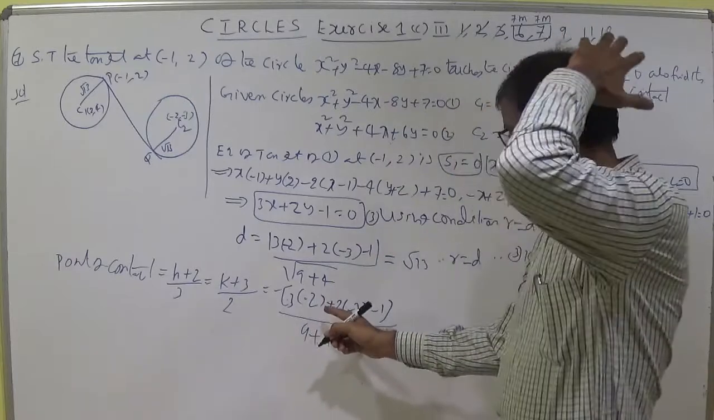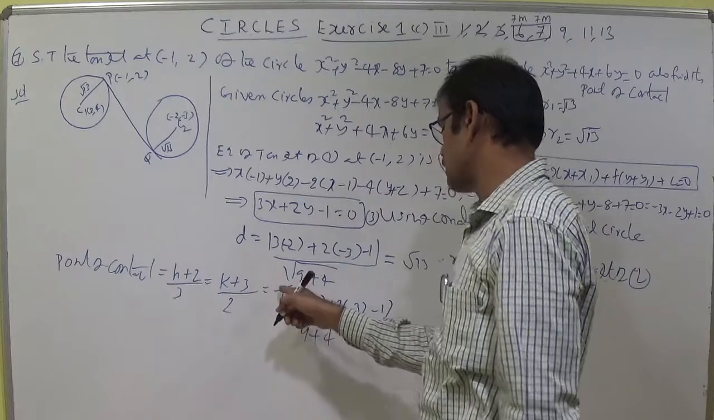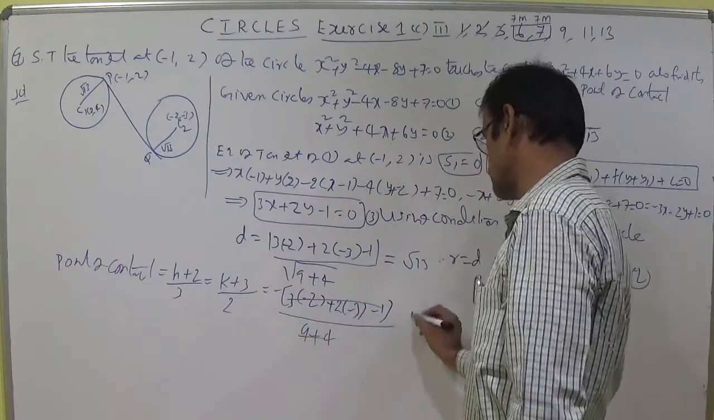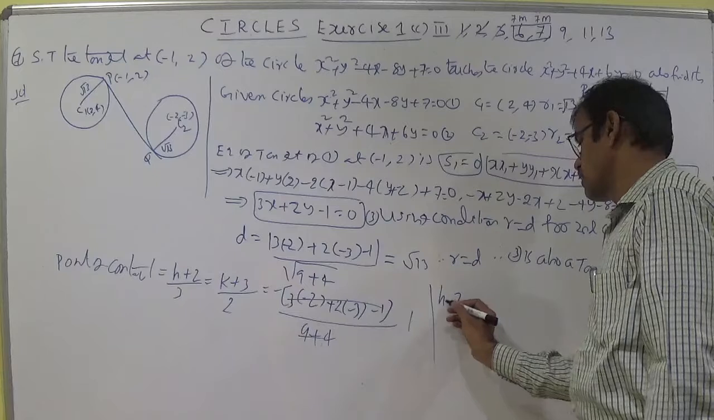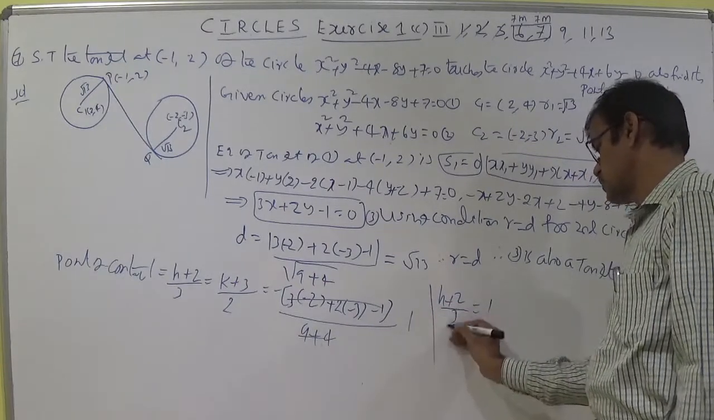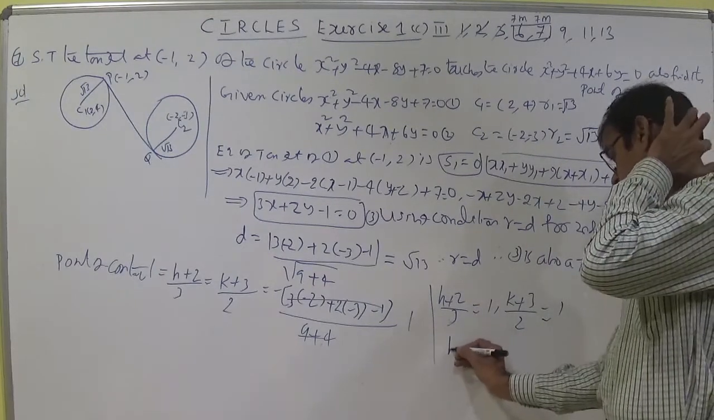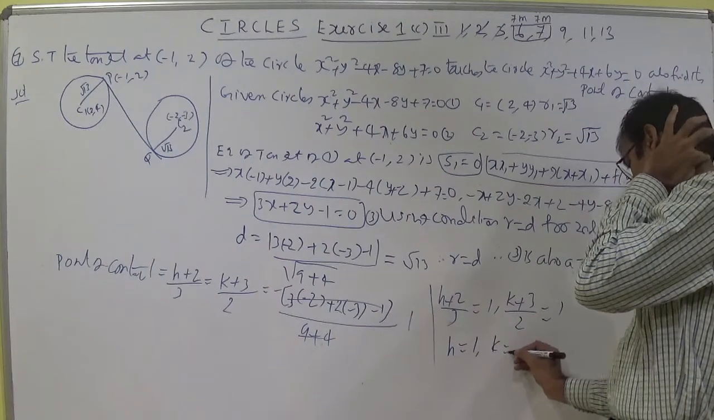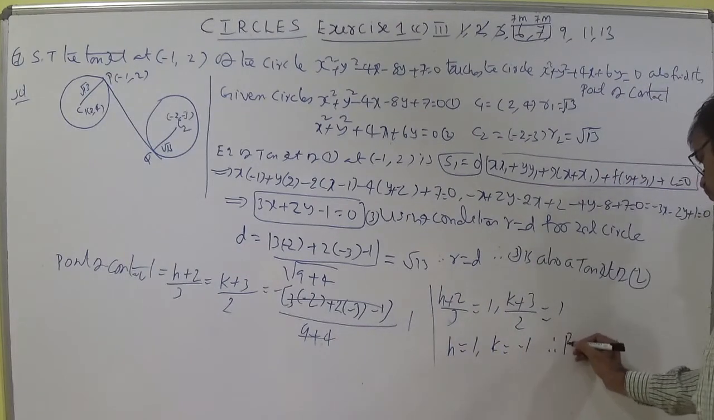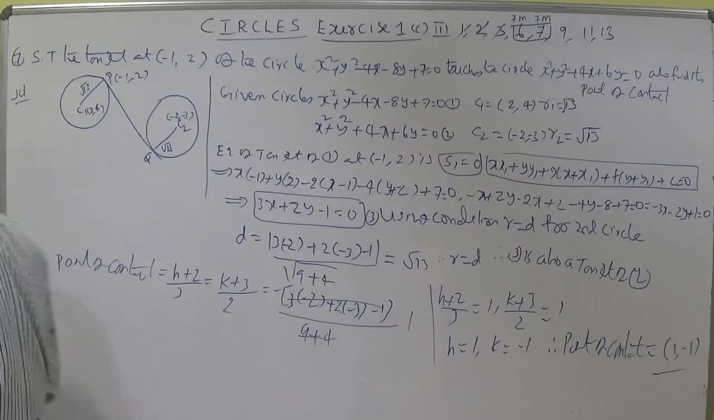This is 3 into -2 is -6, -6, -1, that is -13, minus of minus gives plus 13. 13 by 13 becomes 1. So (h + 2)/3 = 1, and (k + 3)/2 = 1. So h = 1, k = -1. That's all. Therefore, the point of contact is (1, -1). This is also a 7 marks important question.